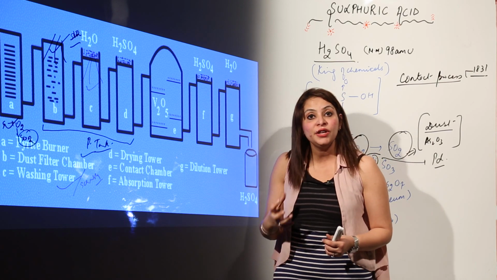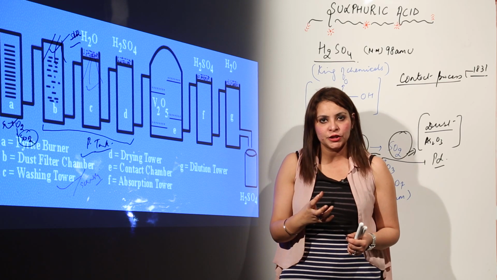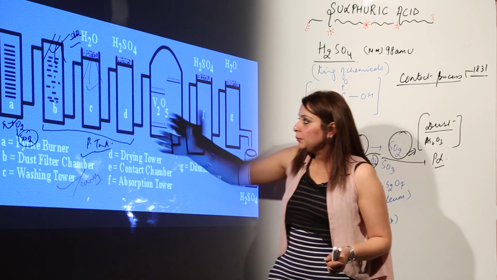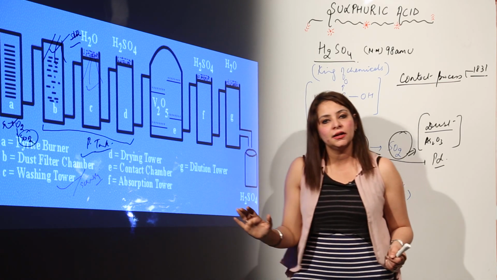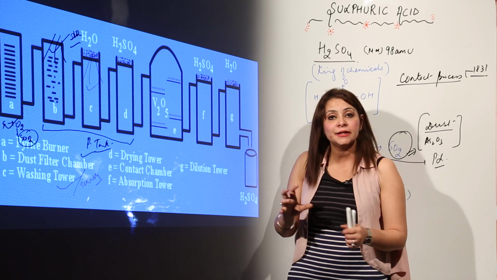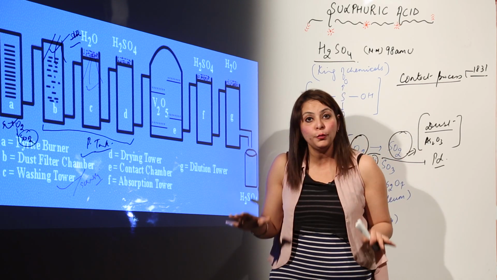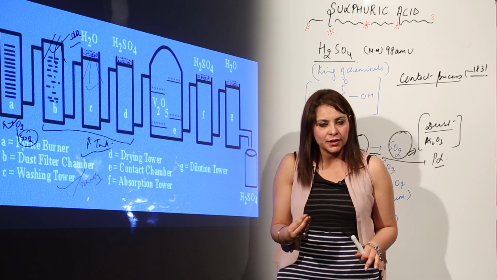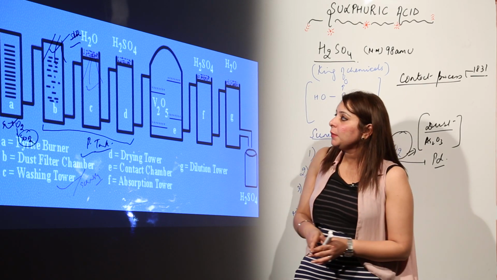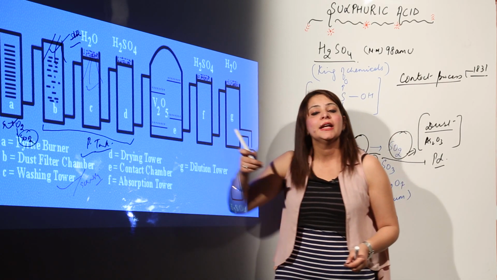This water actually wets the dust particles which are present with the SO2. Like in the B tower, many dust particles have been removed, but it is not free from all the dust particles. Still, it contains a few dust particles. So when it passes from this B to C, then what happens?